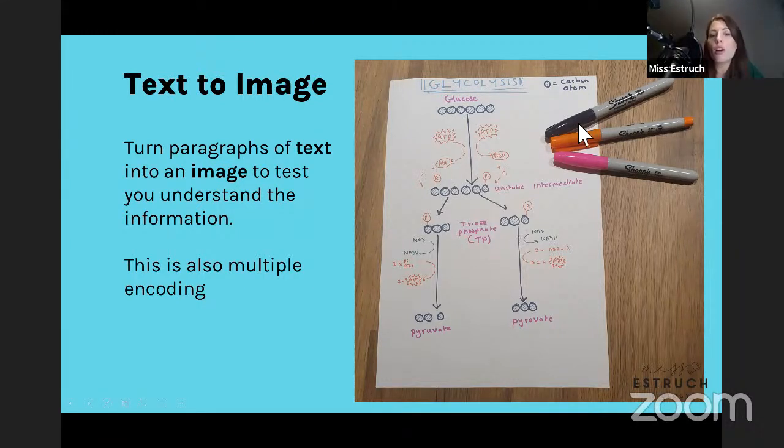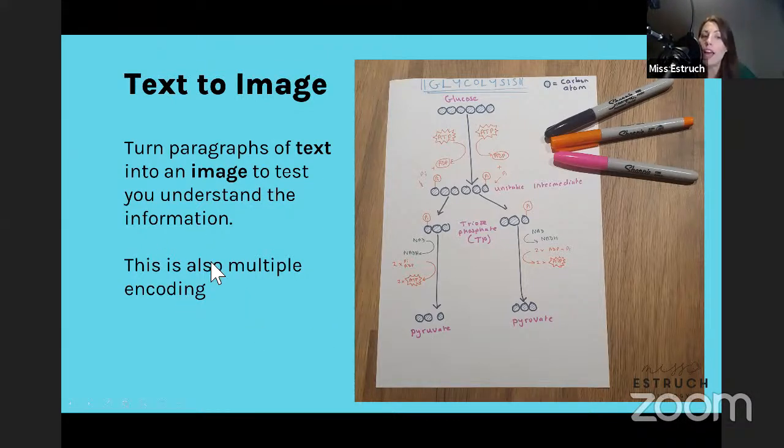So the example that I did was I gave my students a paragraph describing glycolysis, and they had to use that description to then draw out the reaction. So this would then be the notes that they would create and bring to the lesson. So it's not your traditional notes, just copying something. They had to actively think and work it out.